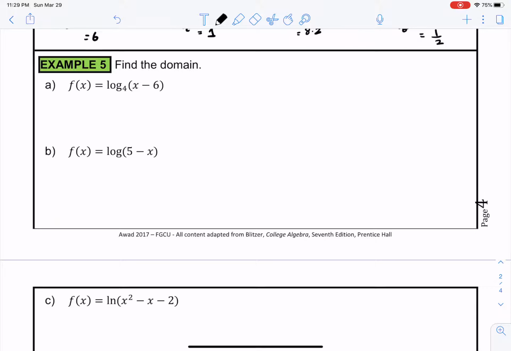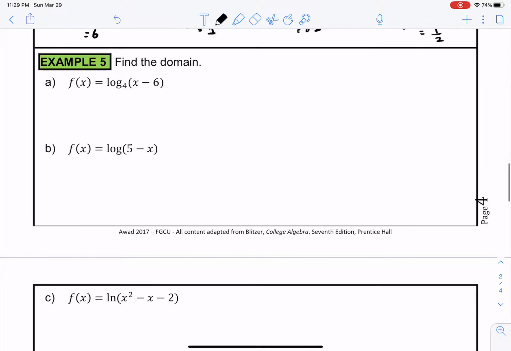So we know the domain is from 0 all the way up to infinity. This is for a logarithmic function.